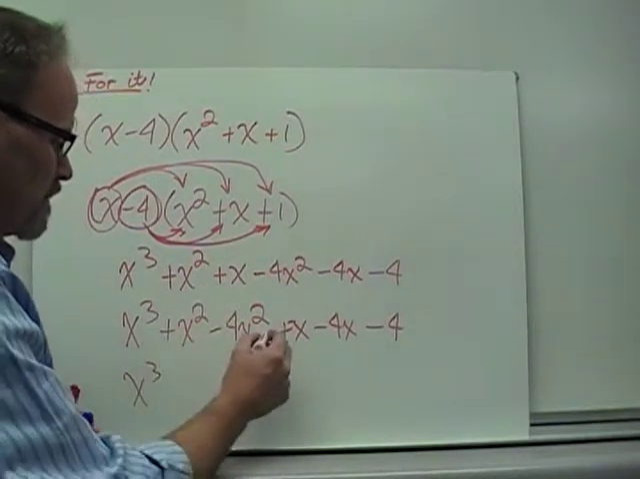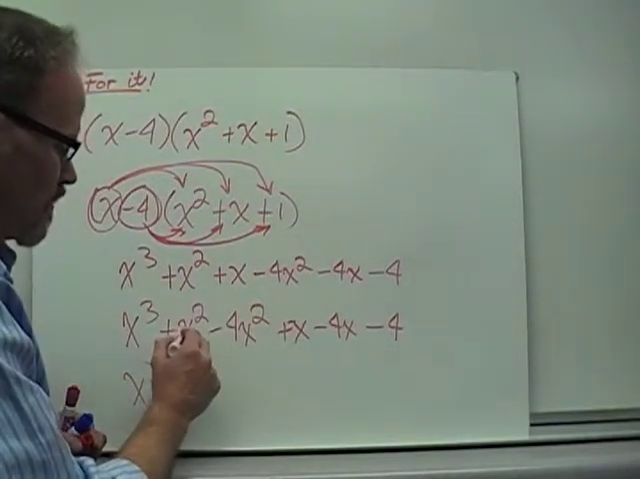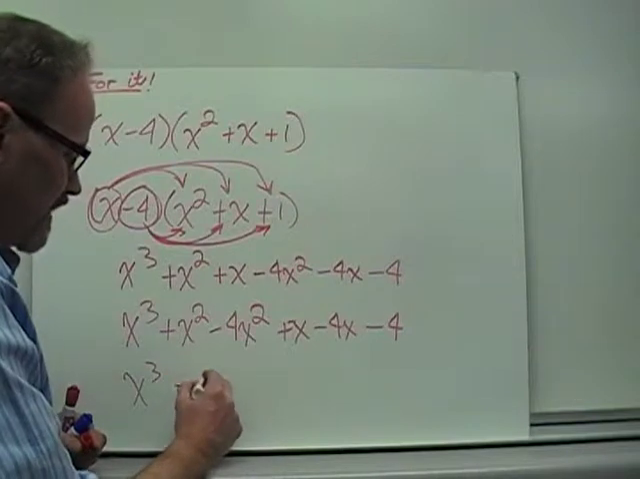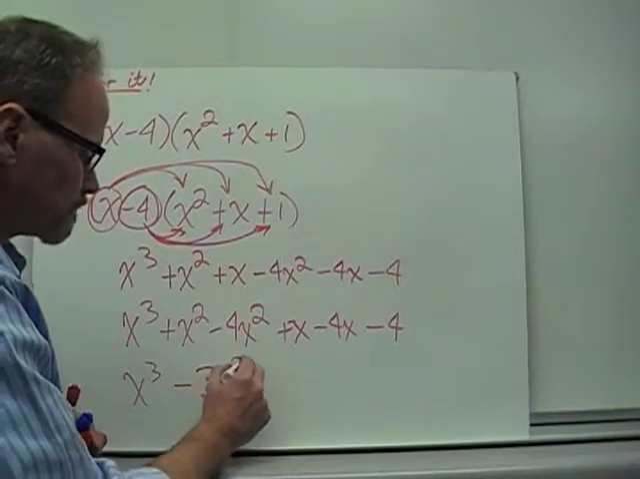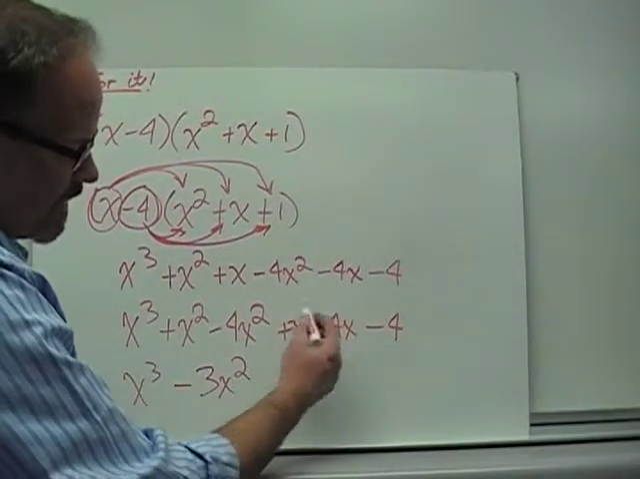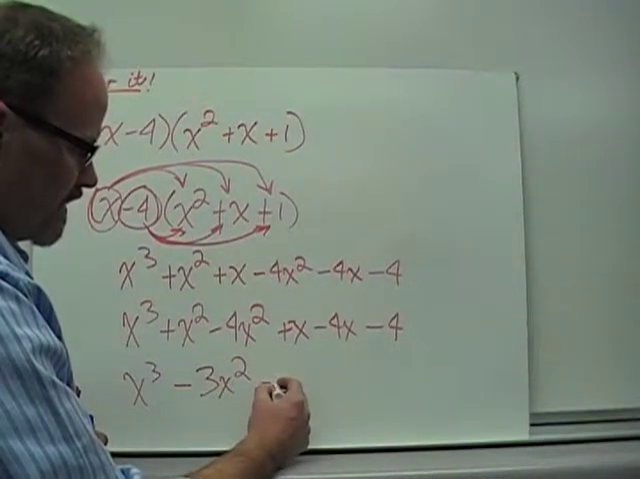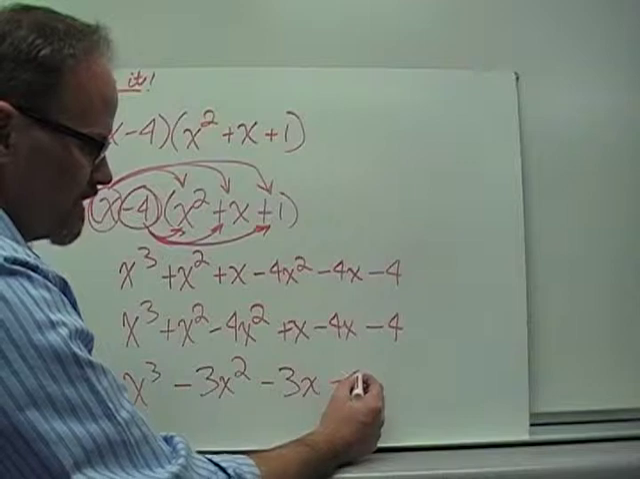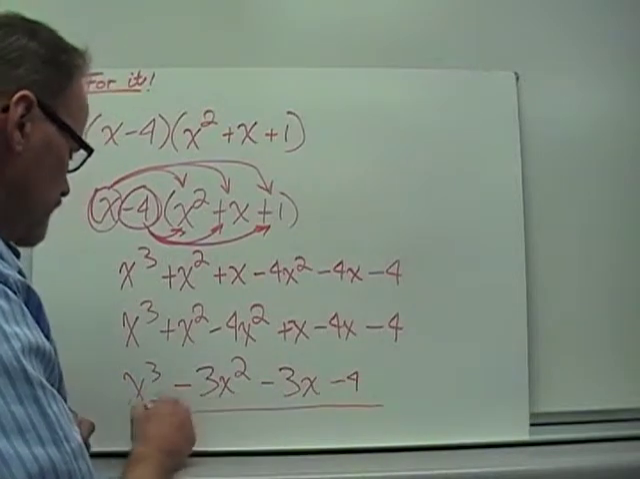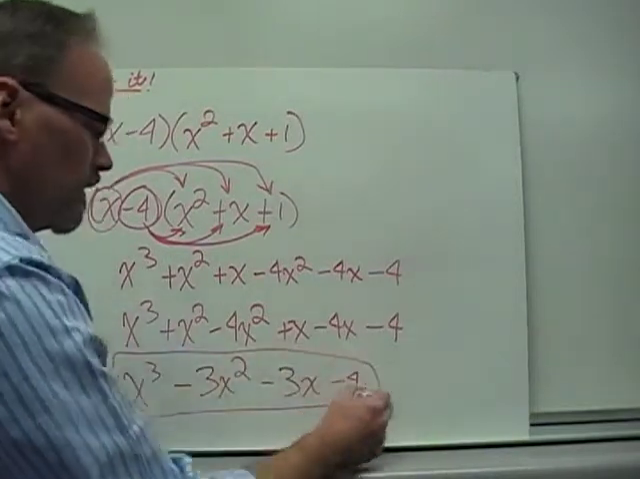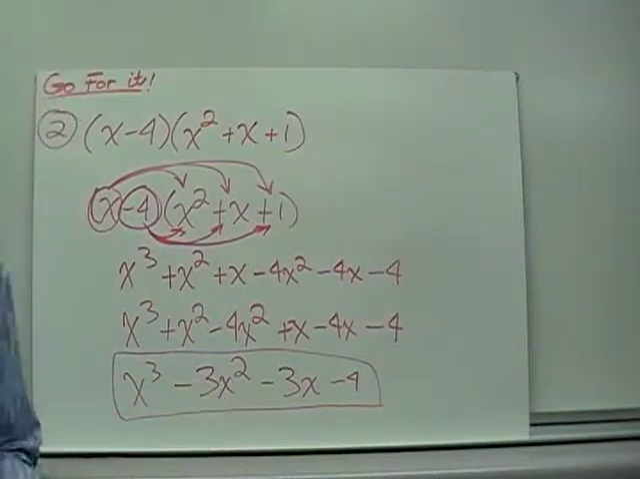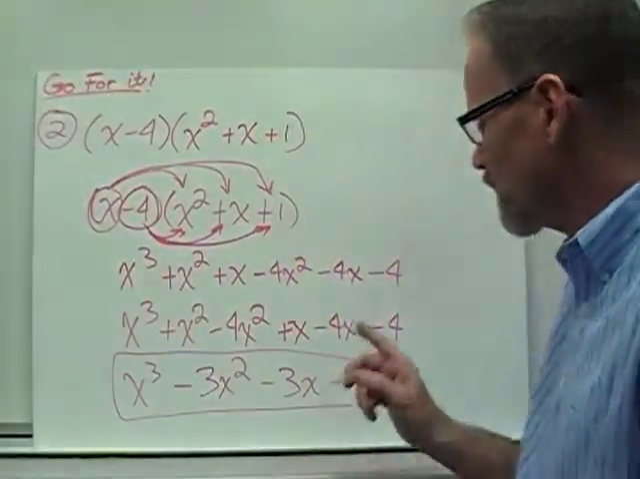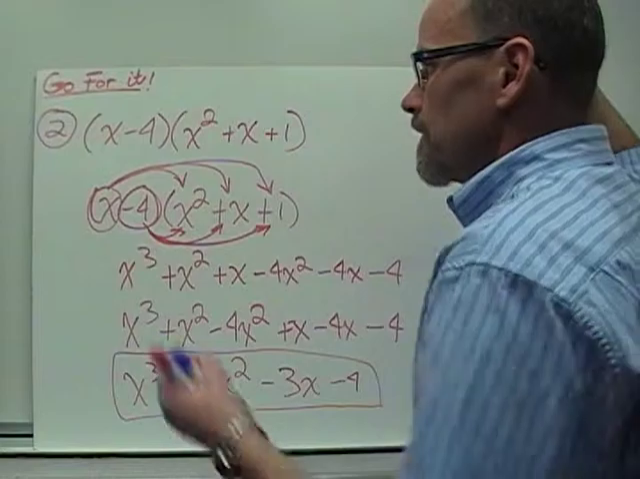Right here, I'm combining these two right here. I just have 1 and I got 4, so that leaves me with a negative 3x squared. Right here, same thing again, that leaves me with a negative 3x. And then the negative 4 just comes down. And we're done with this one. Presto. So, hope you got the same answer I did.